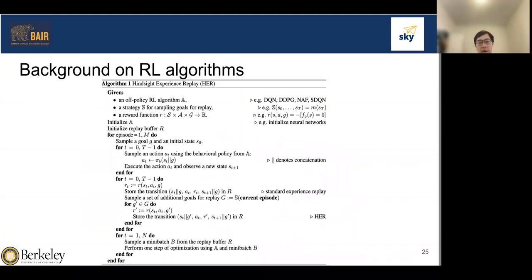So this is the entire algorithm. I'm going to skip this slide a little bit, but this algorithm is also in the HER paper. It basically tells you step by step how to do the hindsight experience relabeling and replay part.